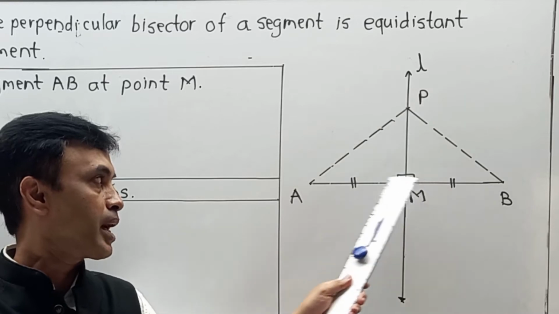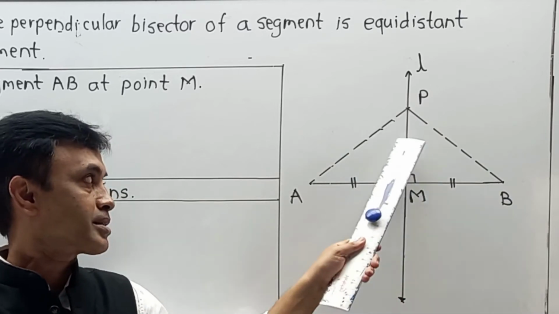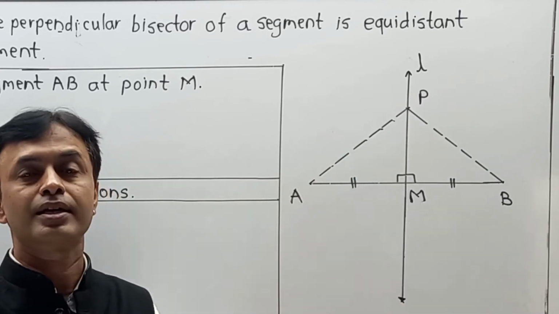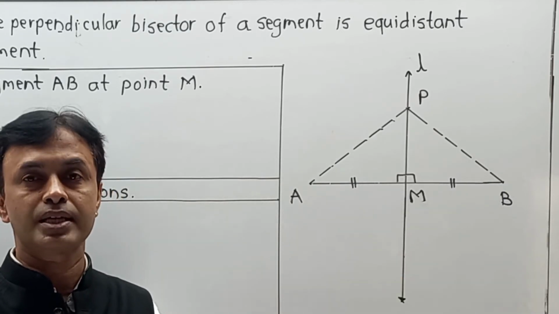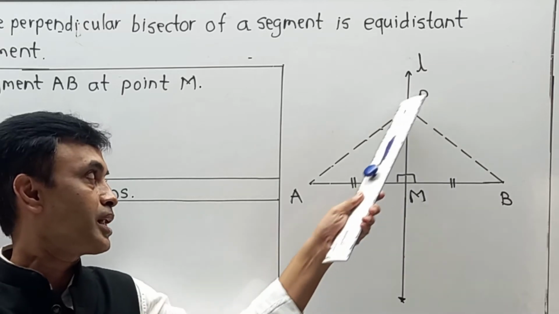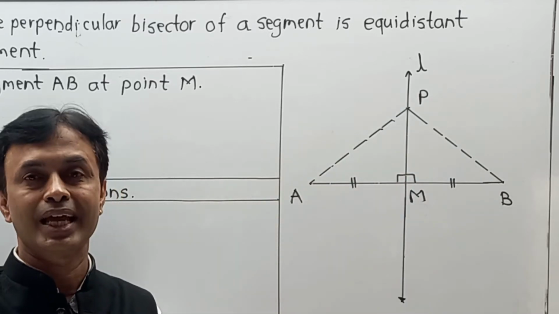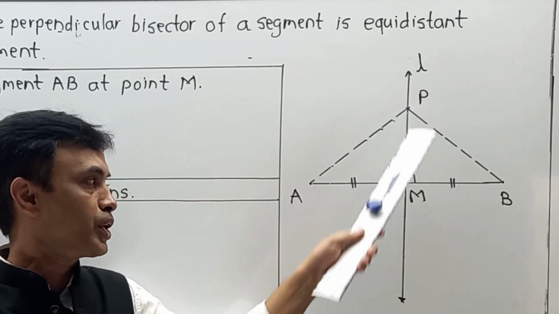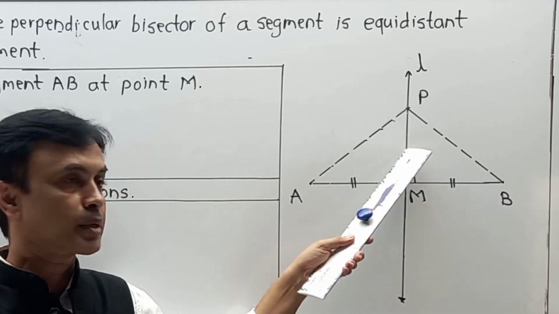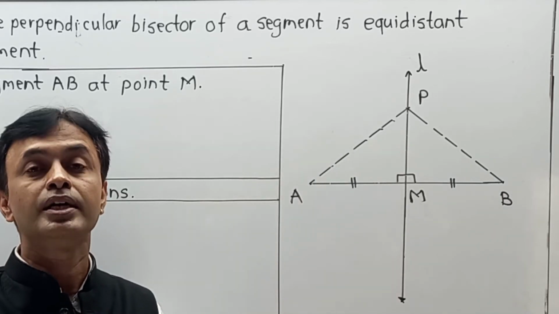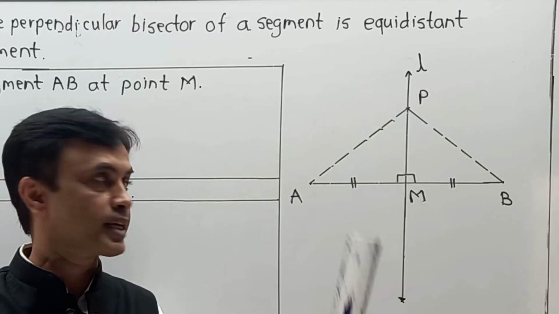Naturally, triangle PMA is congruent to triangle PMB by side angle side test of congruency. Now, when two triangles are congruent, their respective other sides and angles must be congruent. Naturally, segment PA is congruent to PB, and this is true for any point on line L. If I take another point Q, then QA is equal to QB. If I take another point R, then RA is equal to RB. It is true for all the points which lie on the perpendicular bisector.